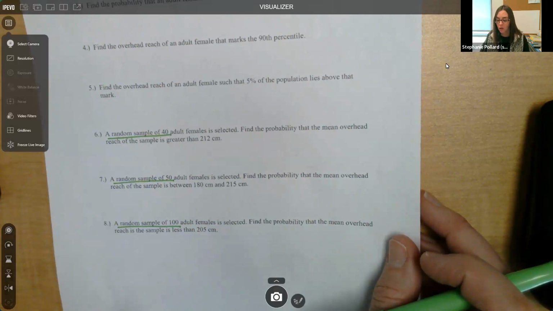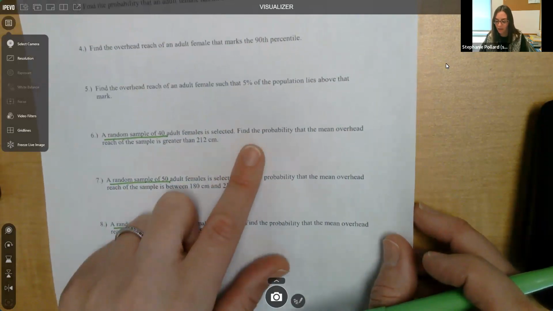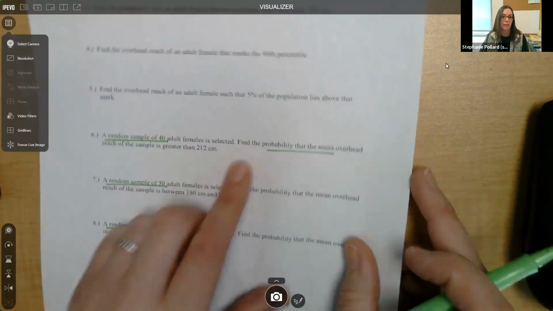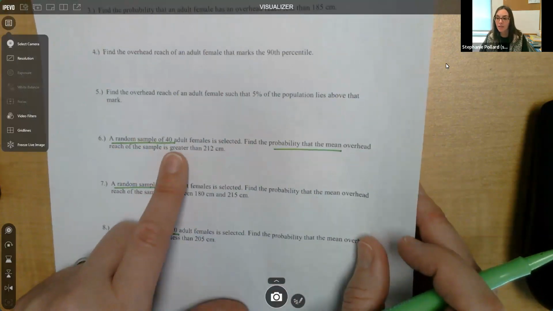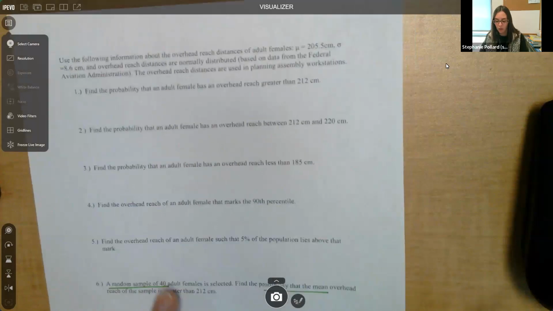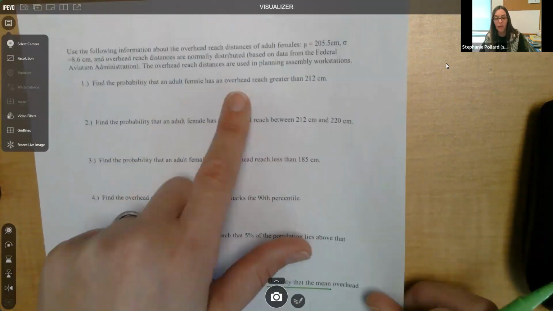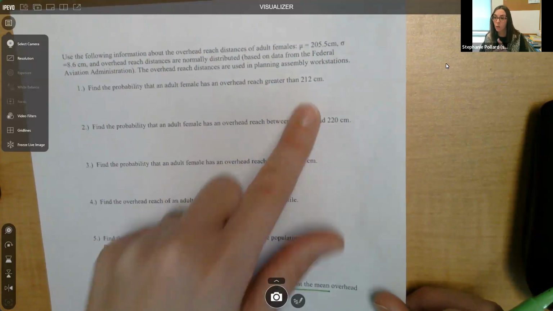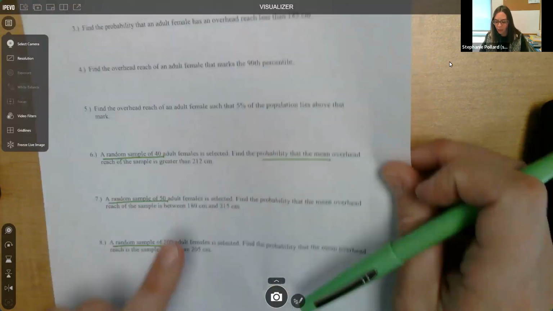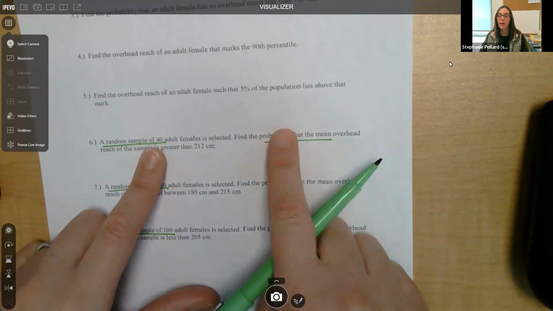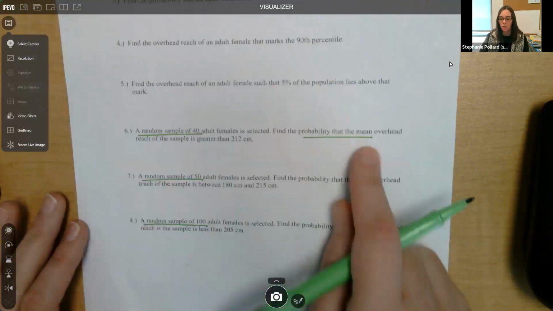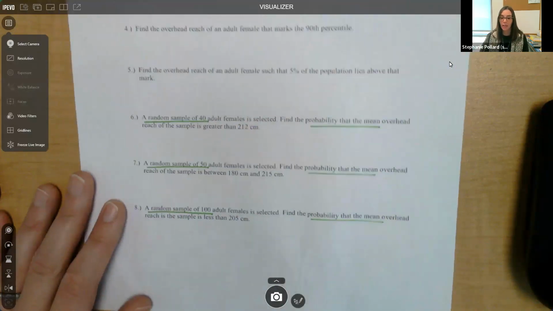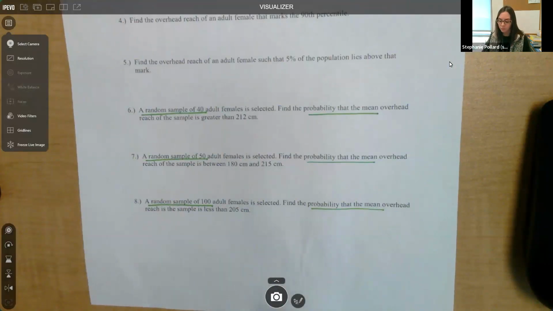Another change in question that you're going to notice is the question is going to be find the probability that the mean overhead reach is, in this case, greater than 212 centimeters. Whereas in the original question, it was just greater than 212 because you're looking at a single person. So you're looking at their own one data point. Here, because we're looking at 40 people, we're looking at their average. And this happens in all 3 of the cases here. So something different is happening, even though the questions look pretty similar.